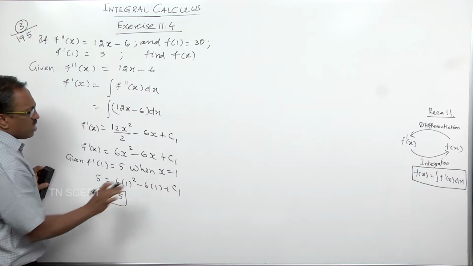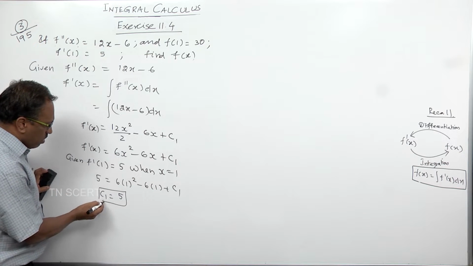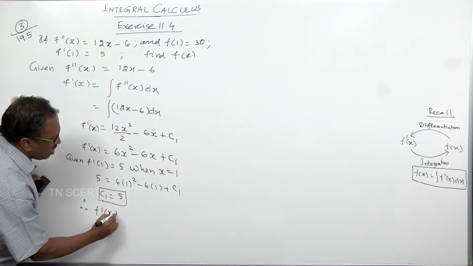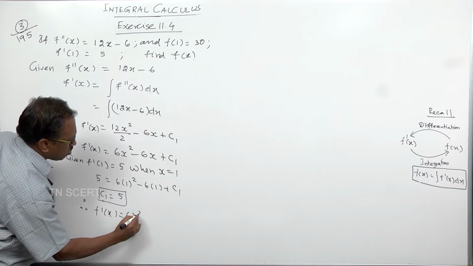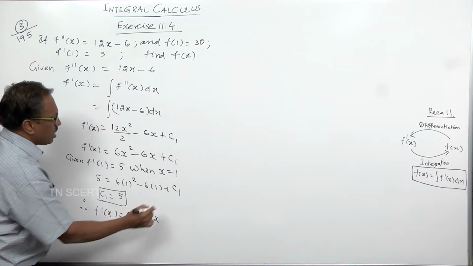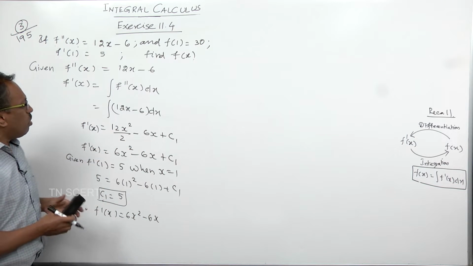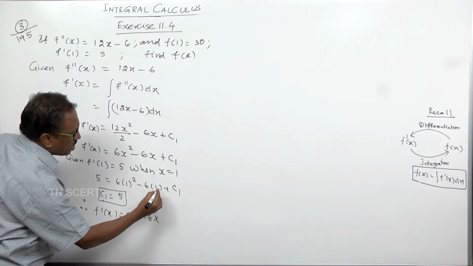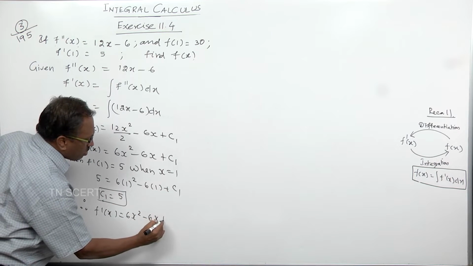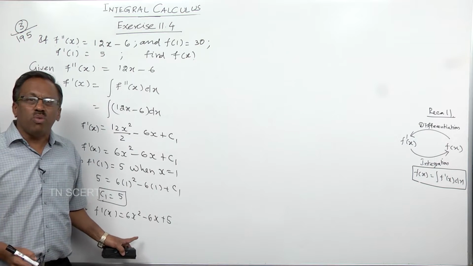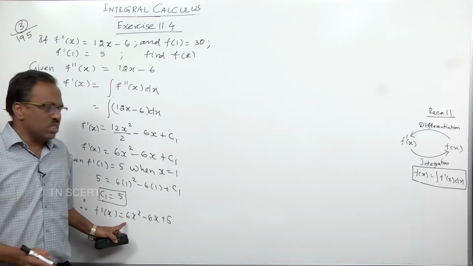So, the 6 and 6 getting cancelled, obviously you are getting the value of c1. Therefore, f dash of x becomes 6x square minus 6x plus, here remember the value we substituted, c1 is equal to 5. So, we have found the value of f dash of x as this.